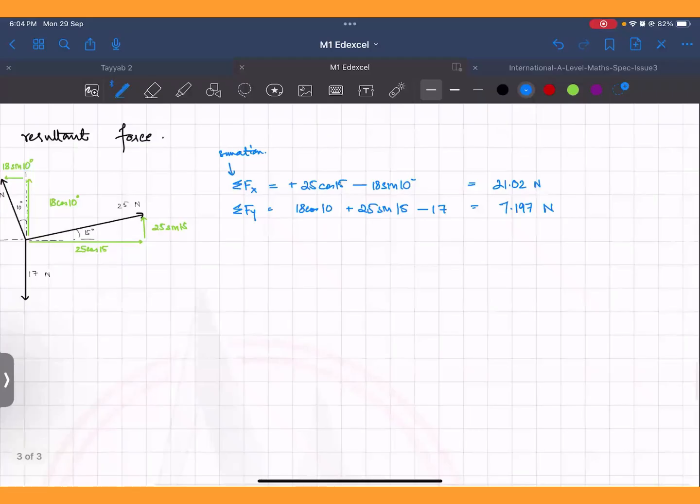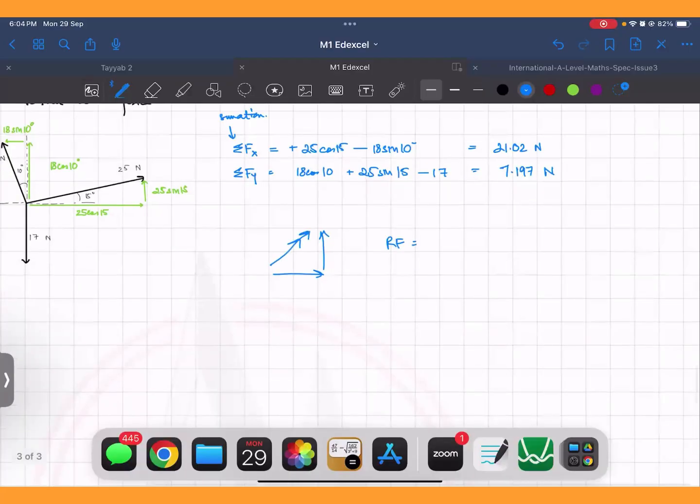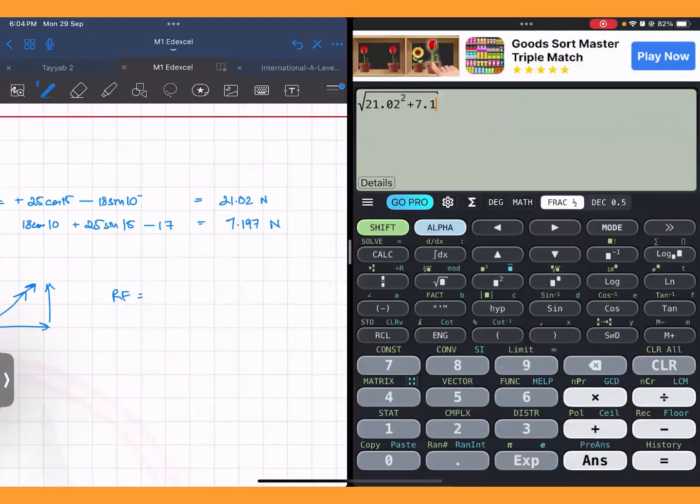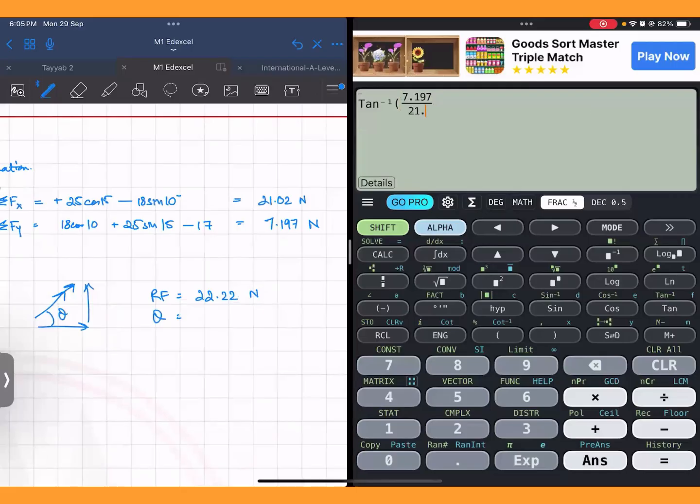The resultant force will be equal to the square root of sum of x squared plus sum of y squared: 21.02 squared plus 7.197 squared. So 22.22. And the angle, which would be this one, theta, would be equal to tan inverse of vertical divided by horizontal. Tan inverse of 7.197 divided by 21.02. So 18.9 degrees. So this is your answer.